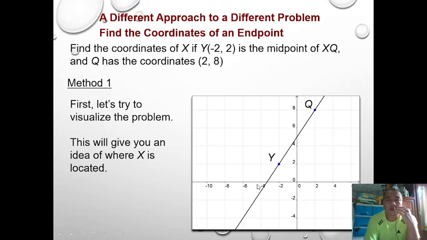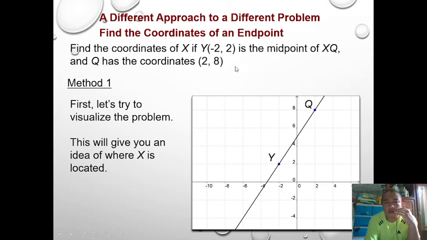A different approach to a different problem. Find the coordinates of an endpoint. Find the coordinates of X if Y at (negative 2, 2) is the midpoint of XQ, and Q has the coordinates (2, 8). You can see that in the graph. Q has the coordinates (2, 8), and Y has the coordinates (negative 2, 2), being the midpoint. What are now the coordinates of X? It's located here, I think in quadrant 3. So this will give you an idea of where X is located.